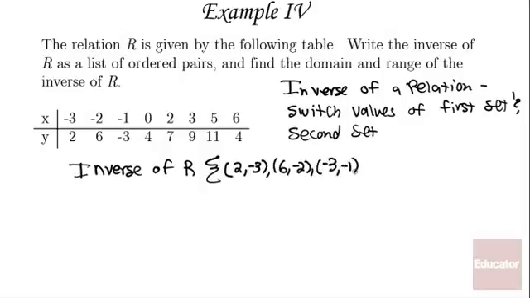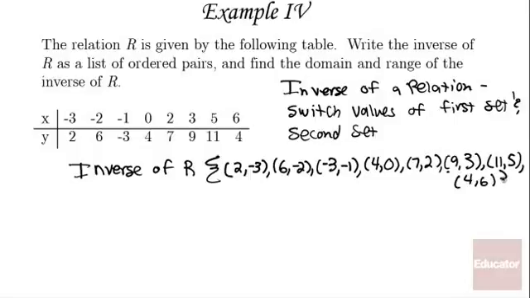Okay, so I have 2, -3, then 6, -2, -3, -1, 4, 0, 7, 2, 9, 3, 11, 5, and right down here I will put 4, 6. So my inverse of R is this set of ordered pairs, where now my first set of values was the second set of values in the original relation.